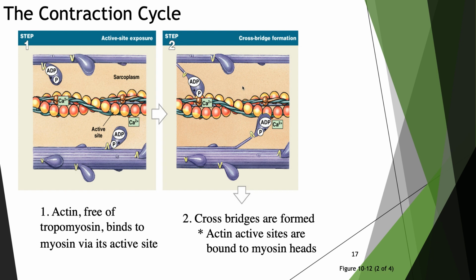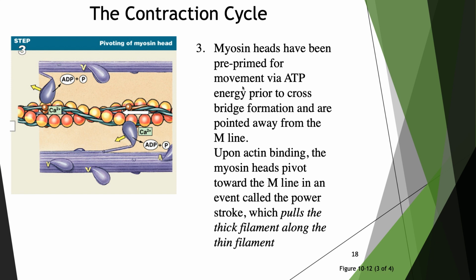In step 1, the actin, which is not bound to tropomyosin at this time, binds to myosin by its active site. In step 2, the cross bridges are formed. In step 3, the myosin heads have been pre-primed with the energy from ATP, and then upon binding of actin, the myosin head pivots, which will eventually result in what we call a power stroke.